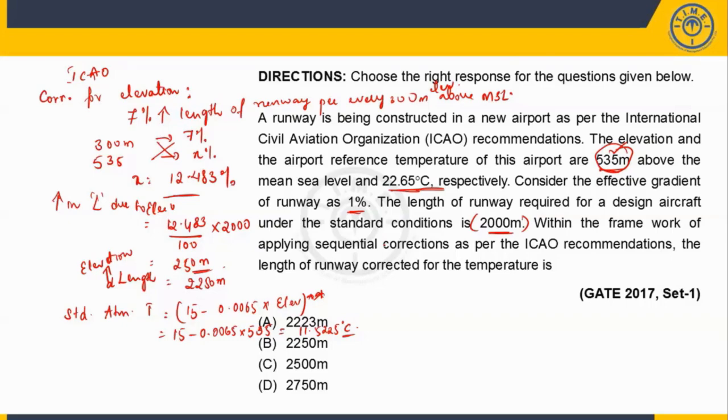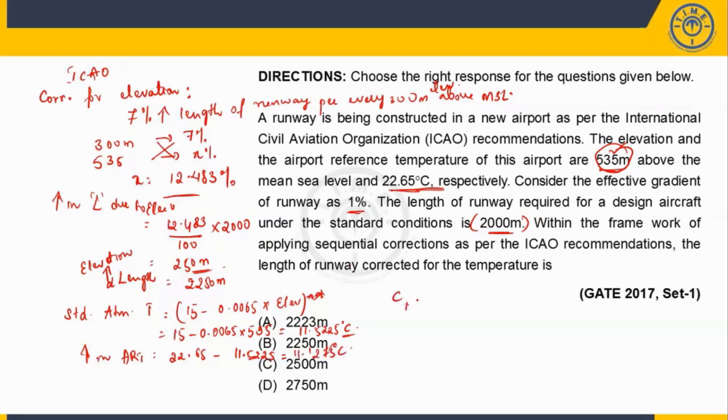Now, what is the airport reference temperature we have? 22.65. So what is increase in temperature then? Actually, standard should be 11.52, but we have 22.65. So what is increase in temperature? 22.65 minus 11.5225 is 11.1275. Very good. 11.1275 degrees centigrade.